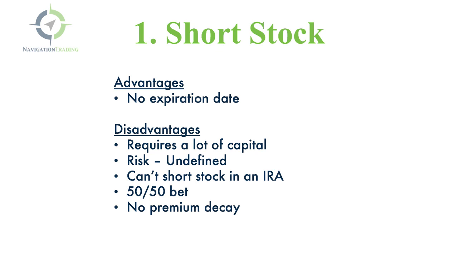Third, you can't short stock in an IRA. So unless you have a margin account, you're not even able to short stock. Fourth, it's a 50-50 bet. As I'll show you on the platform, when you're just simply selling stock, there's no probabilities in your favor. It's really just a 50-50 bet. And there's no premium decay. You don't have that theta component giving you that time decay that options give you.